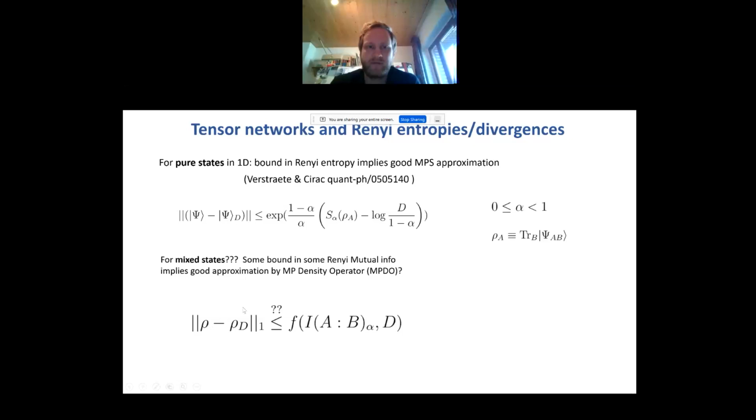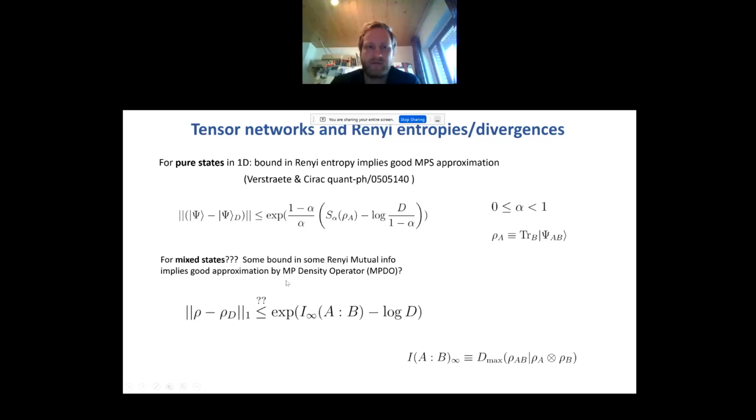I have a more explicit conjecture of what this could look like. I will have the one-norm difference between the state that I want to approximate and a particular MPDO that I am guaranteed exists, and this is upper bounded by something like the exponential of a mutual information. In this case, I'm writing the max mutual information, defined with the largest possible Renyi divergence, D_max, and then here you again have the log D. You can understand this expression as taking the limit of alpha going to 0. On this slide I've defined the mutual information in this way, but you can also define it differently.